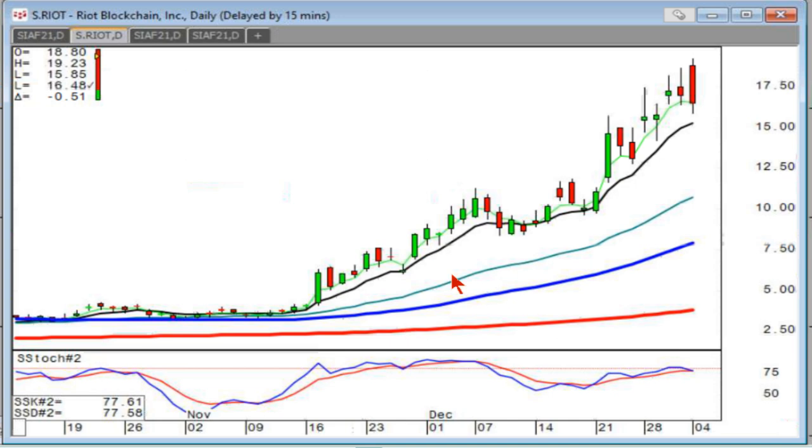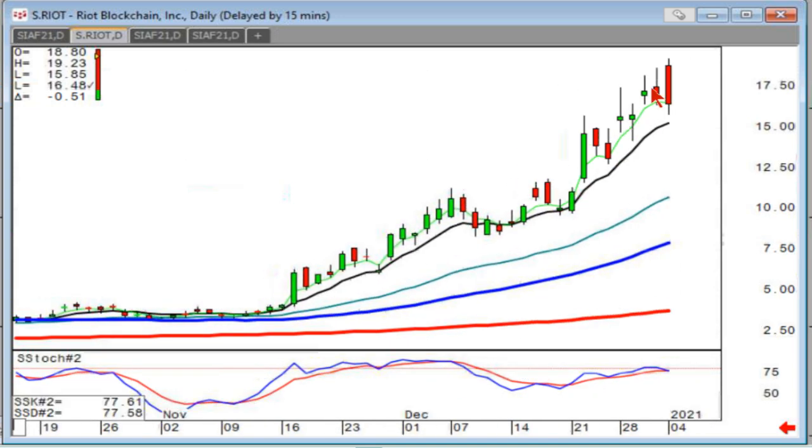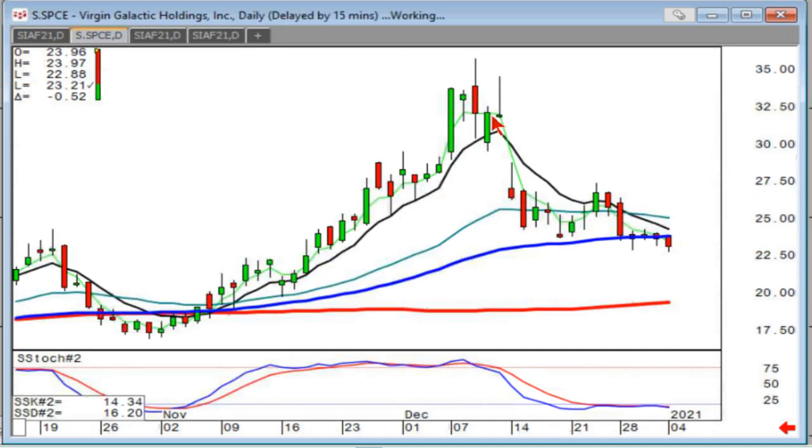Riot. Gapped up, doji, bearish engulfing. If this opens lower, I'd start taking profits. And space, I think got the wind knocked out of it right here. If you're short, you can stay short. Would do wood.